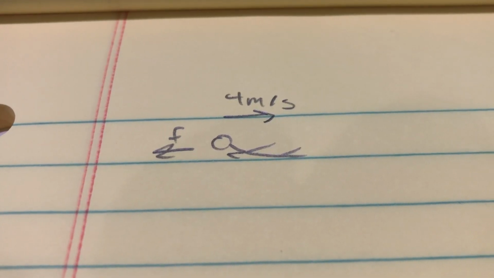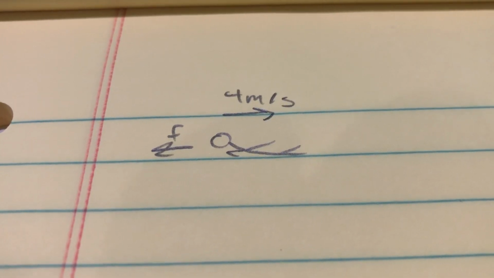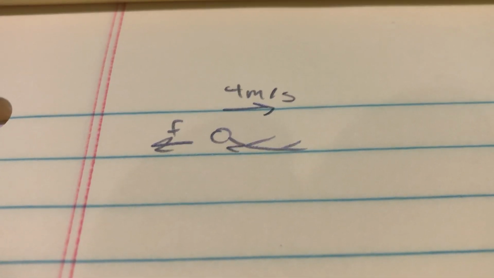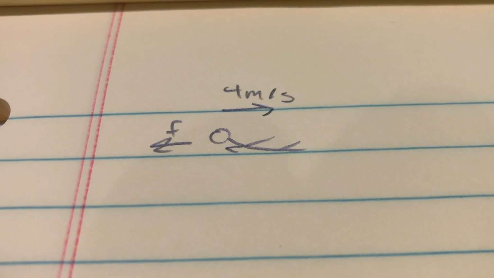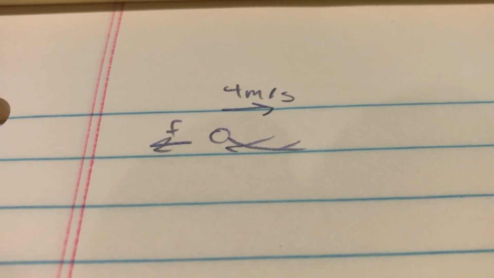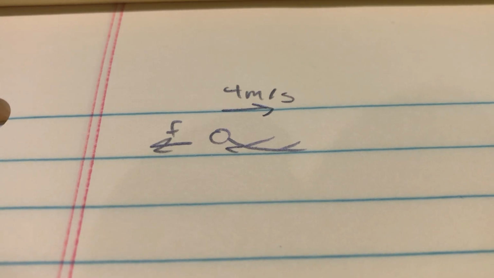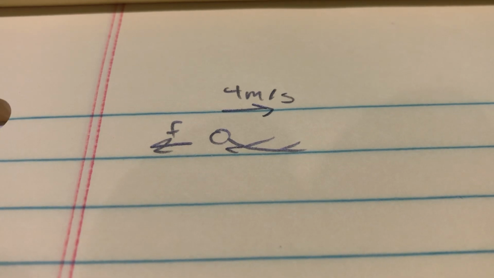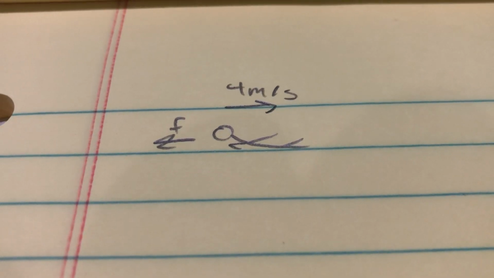So I am doing number 13, and this is a 70 kilogram base runner beginning to slide into second base when he is moving at a speed of 4 meters per second. The coefficient of friction between his clothes and earth is 0.70. He slides so that his speed is 0 just as he reaches the base, and they want you to find the mechanical energy lost and how far he slides.